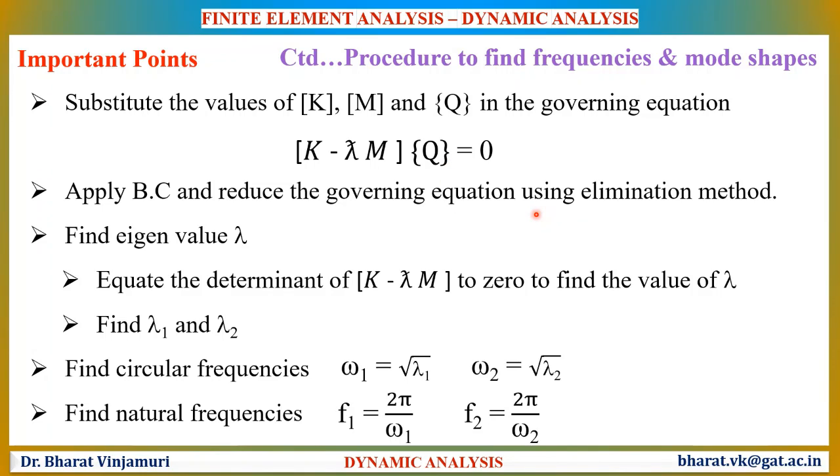and reduce the governing equation using the elimination method. Thus, if any part of the structure is fixed, then the corresponding row and the corresponding column of that element in the stiffness matrix will be eliminated. Once the equation is reduced, the eigenvalue lambda can be easily determined. To find the value of lambda, let us equate the determinant of the equation k minus lambda m to 0.